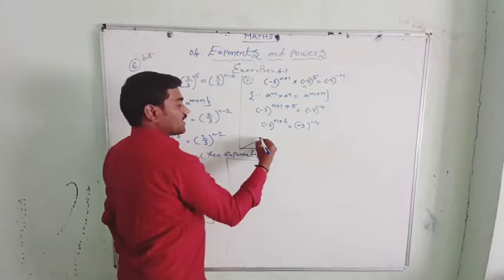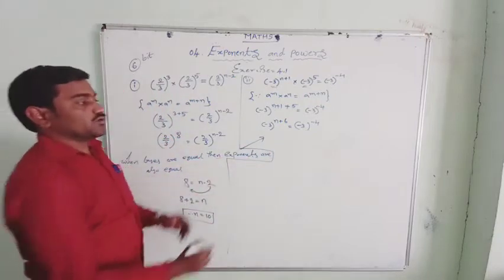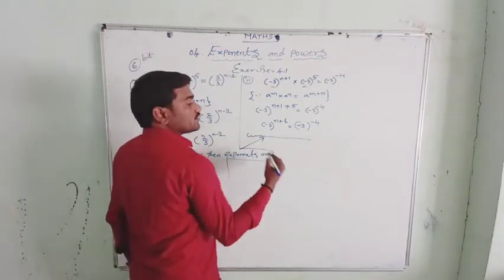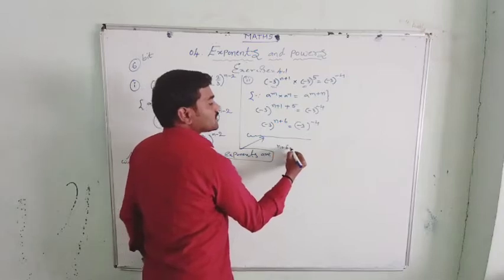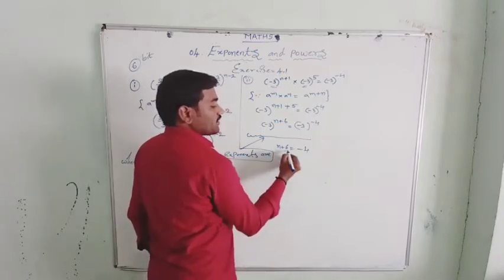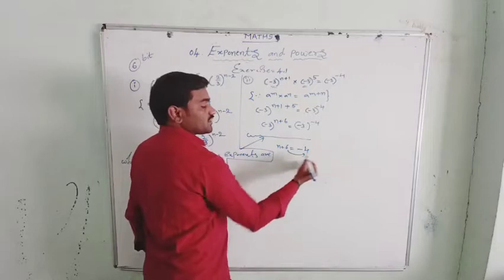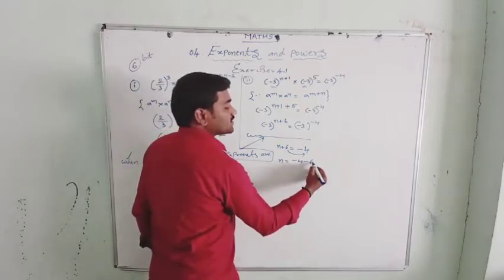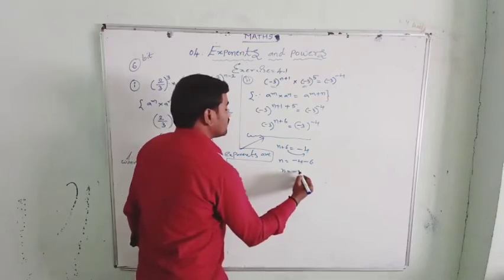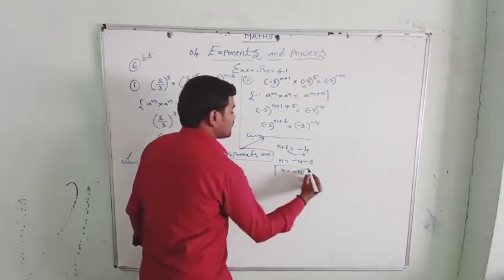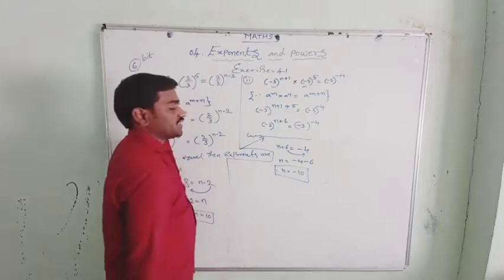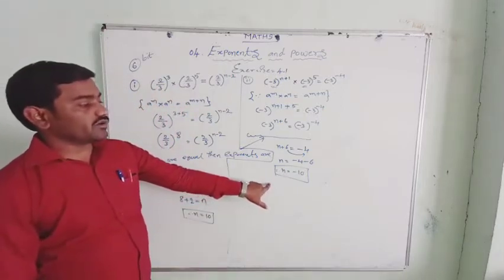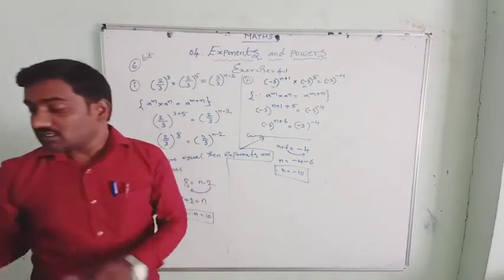When bases are equal, again the exponents are equal. Here you write n plus 6 is equal to minus 4. This plus 6 we transfer to the other side to know the n value. Here minus 4 and plus 6 becomes minus 6. Hence n equals minus 4 minus 6, which gives us minus 10. So the second problem answer is n equal to minus 10.